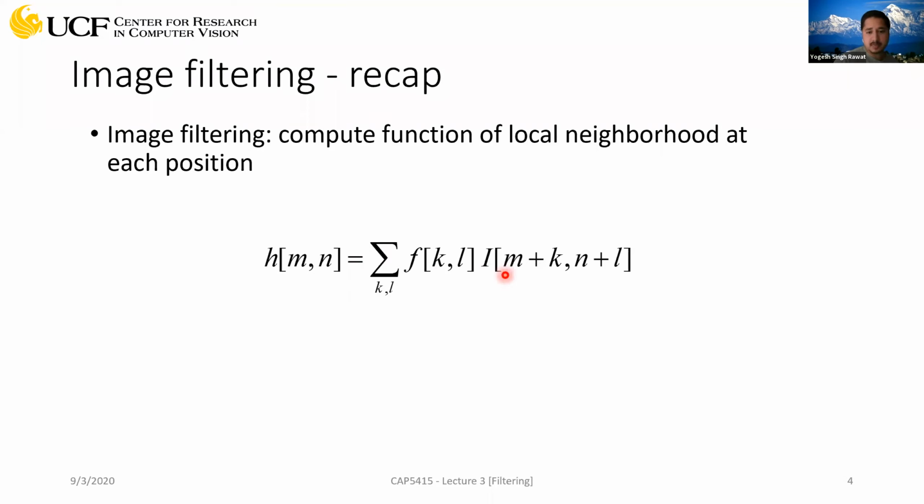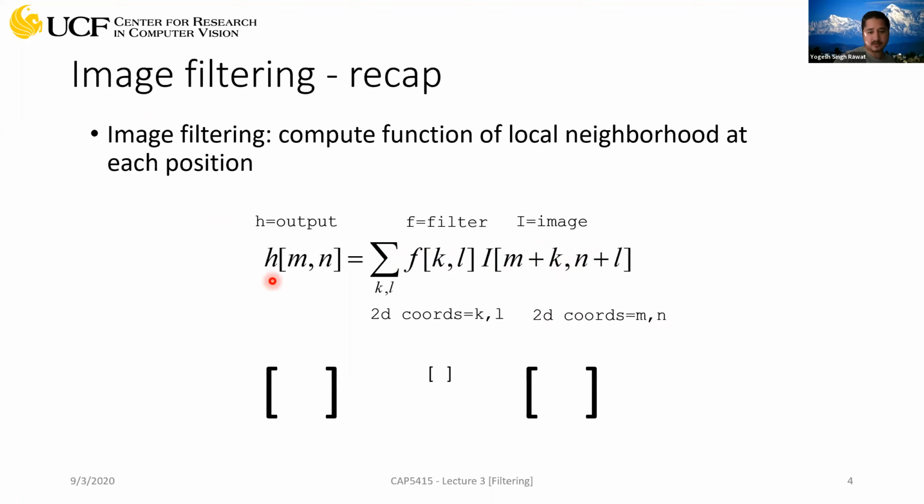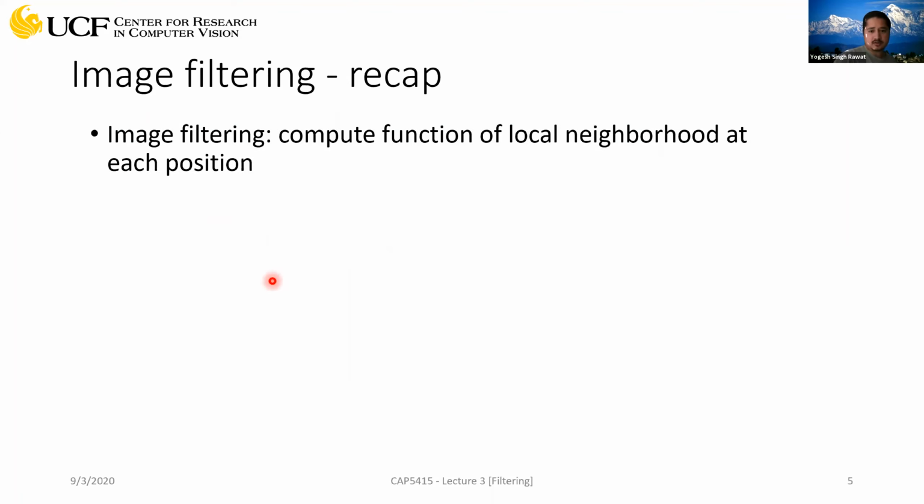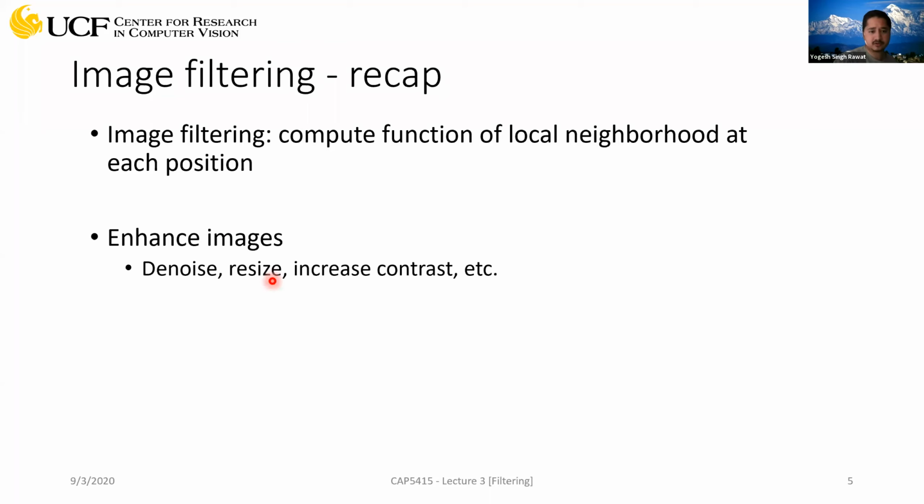If you have an image I, and for each pixel location you want to update that value, you use a filter which can be of any size. It could be size 1 cross 1, 2 cross 2, 3 cross 3. Based on that size, you will use the neighborhood of that pixel to update the current value, and you will get the updated value as output. So it's a function of the local neighborhood, and for each position you do that.